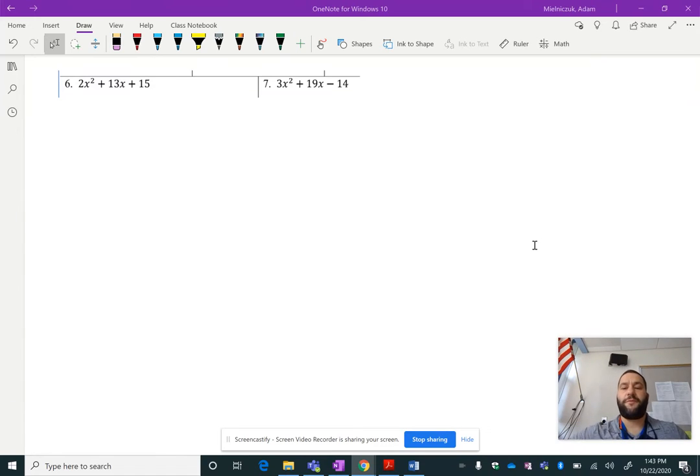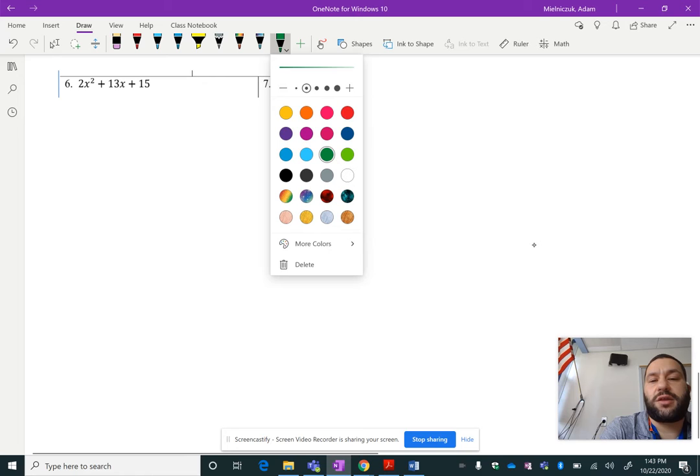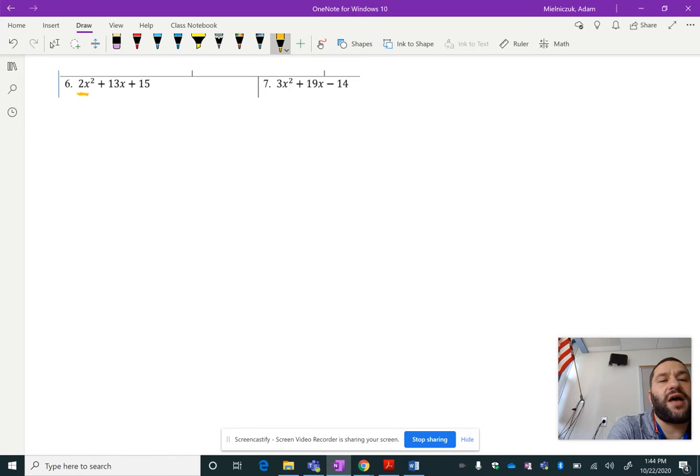All right, who's up for some challenging problems here? So, what makes these a challenge? In this situation, the challenge is the fact that we have a value in front of the x squared term. And this is the first time we can't just factor it out. So it makes it a little bit more difficult.